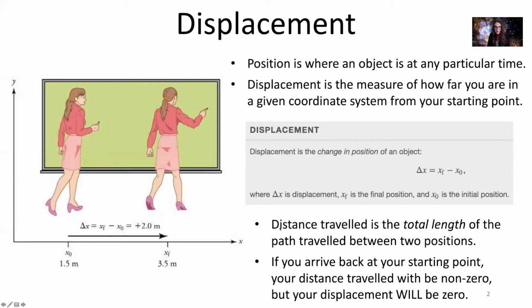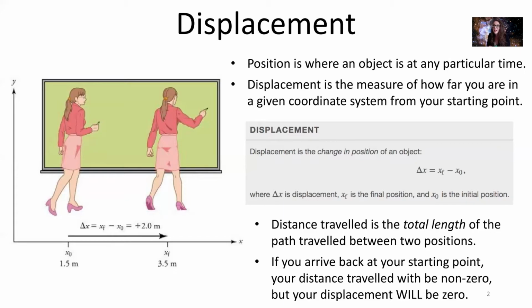Okay. So the distance that we travel when we're on a particular journey is the total length of the path traveled between 2 positions. If you arrive back at your starting point, then the distance that you travel will be non-zero, but your displacement will be 0. Here's a great example of what I mean by that.